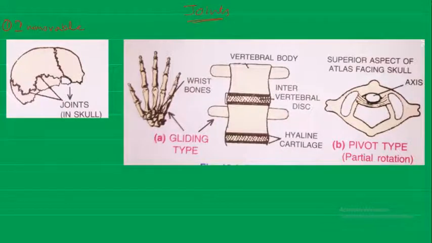The third one is the freely movable joints. In this type, varying degrees of movement are possible between the two bones. So immovable, the other one is the partially movable, and the next is the freely movable. Under the freely movable there is the gliding joint.